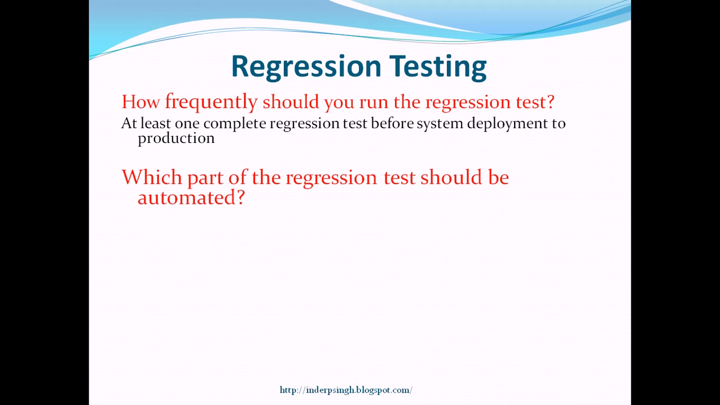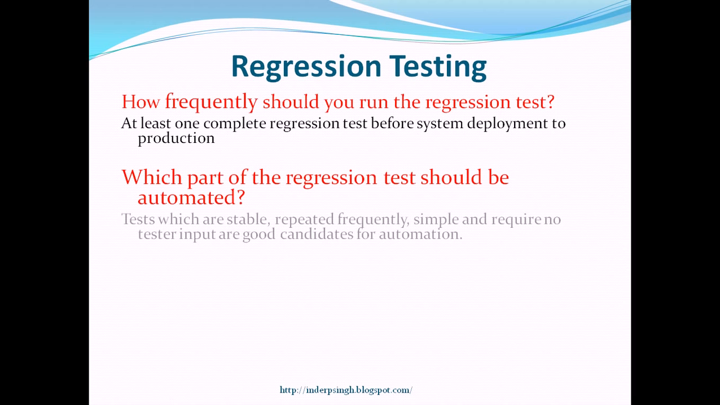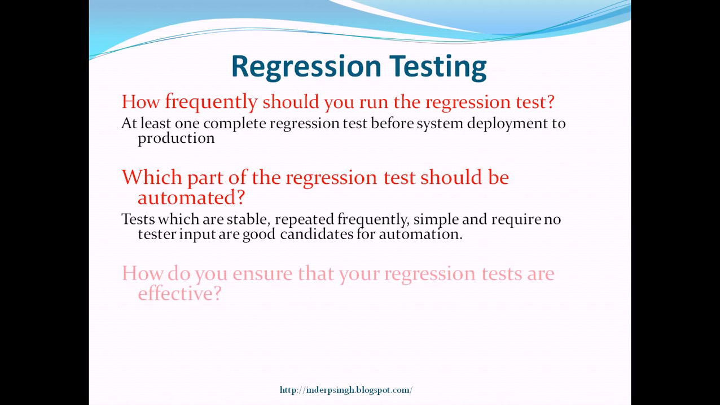Which part of the regression test should be automated? Actually, regression tests have automation candidates. So tests which are stable, which are repeated frequently, and which are simple and require no manual tester input, are good candidates for test automation. And that is how you can reduce the overall effort in the regression test.